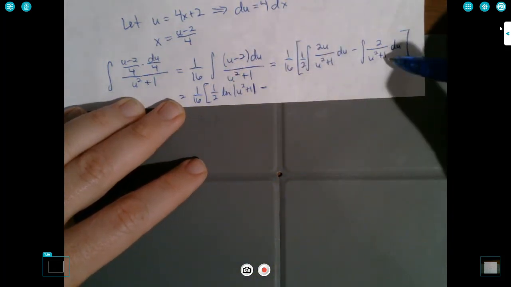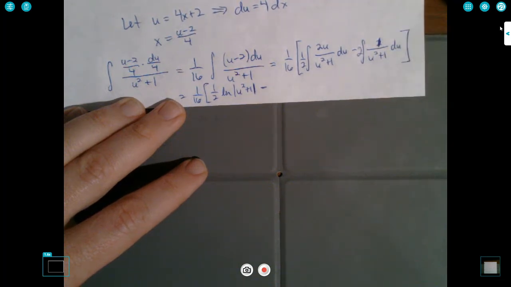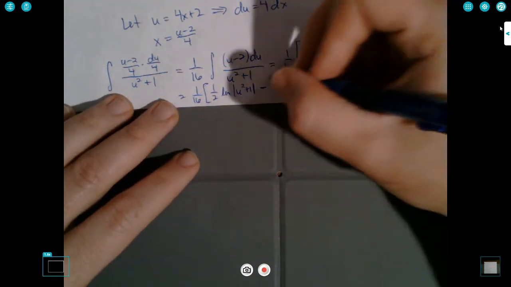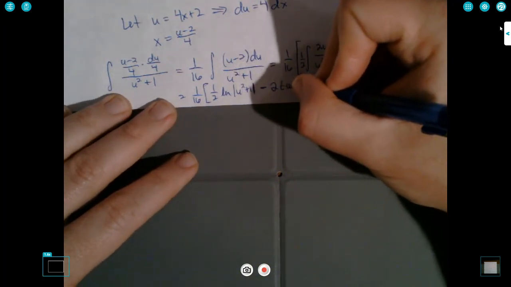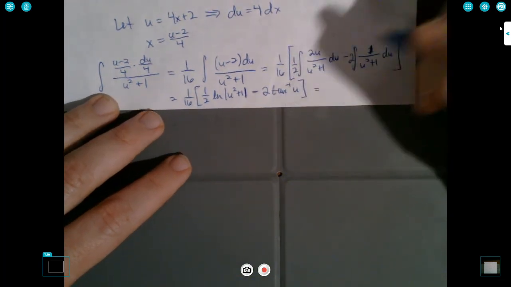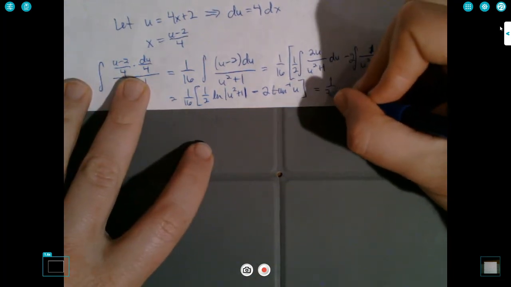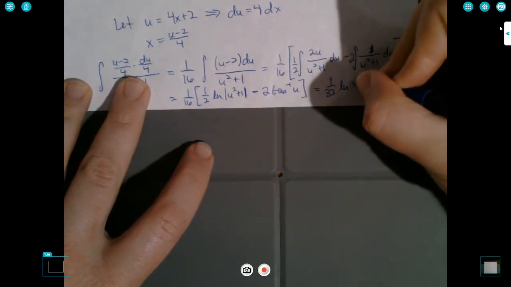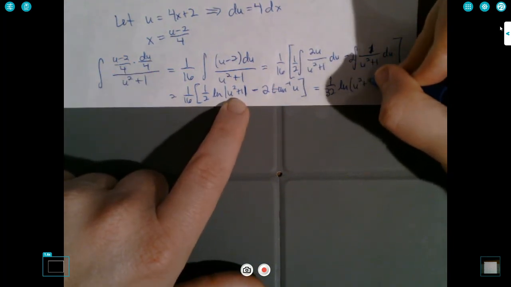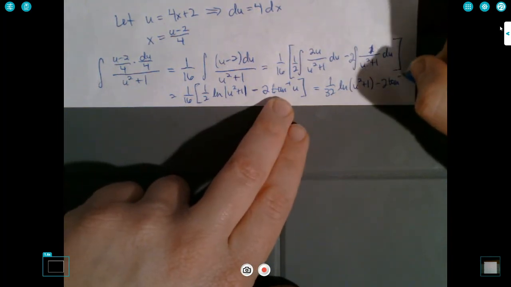Now, what about this thing? Well, I can take the 2 out and just make this a 1. The integral of 1 over u squared plus 1 is just tangent inverse of u. So this is minus 2 tangent inverse of u. Okay, and then I'm going to distribute that 1/16. So I'm going to get 1 over 32 ln of u squared plus 1. It's always positive, so I can drop the absolute values. Minus 2 tangent inverse of u.